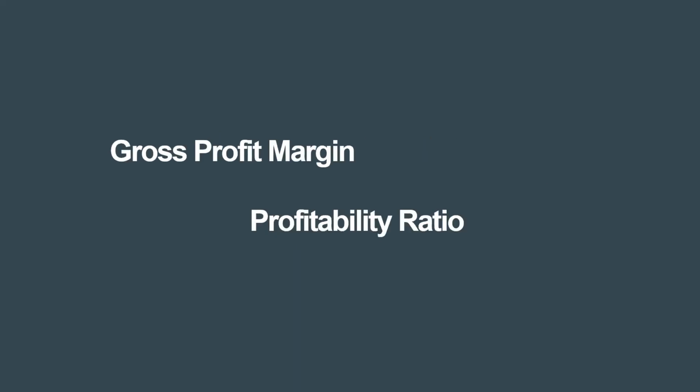Now, what about gross profit margin? Gross profit margin is one of the most commonly used profitability ratios. It shows how much a company makes after paying off its cost of goods sold. One way to think about it is that the ratio indicates the percentage of each dollar of revenue that a company keeps as gross profit.